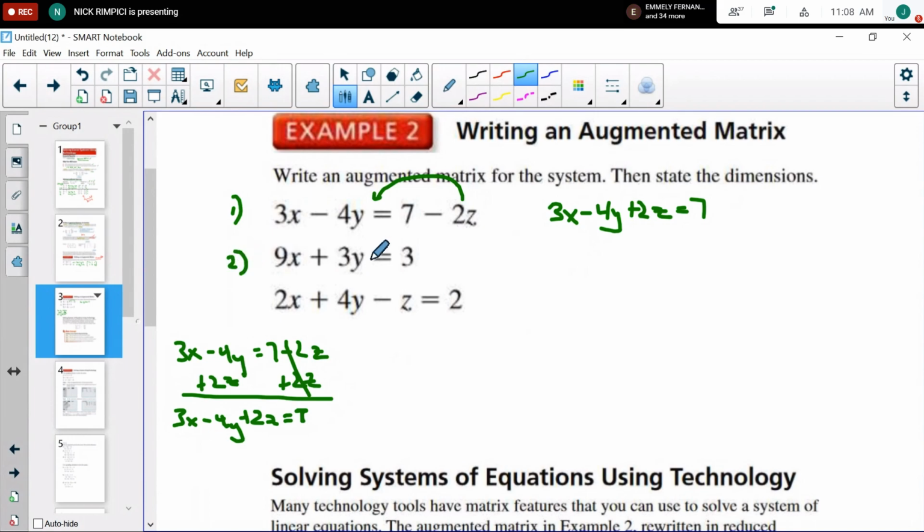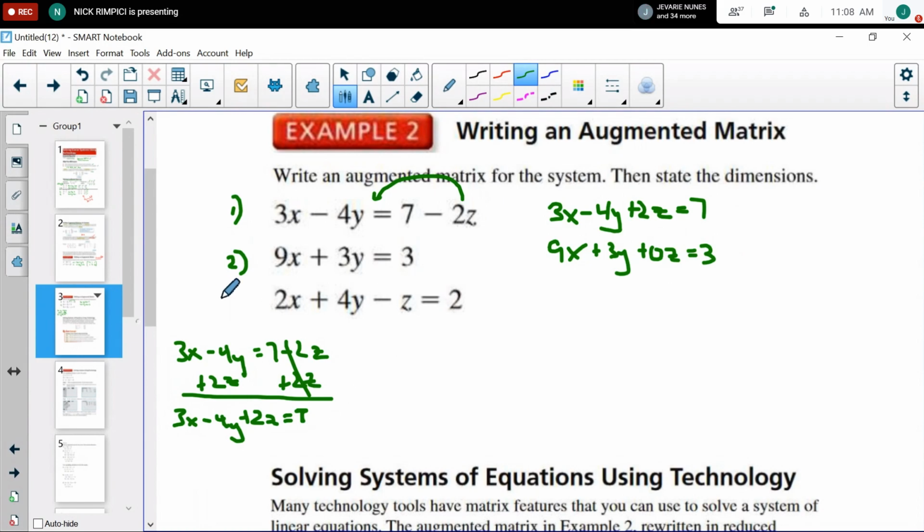Statement two. Is anything wrong with statement two? There is no z, so I can't leave it like that. I'm going to rewrite it as 9x plus 3y plus 0z equals 3. Okay, I have to put something there for z. I would say it looks good now, right? Now this is in standard form. Both of these are in standard form now, so I'm happy.